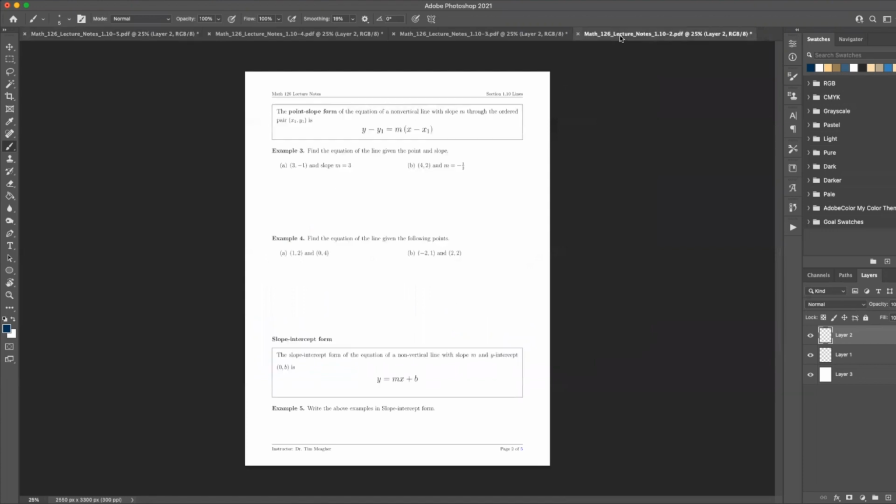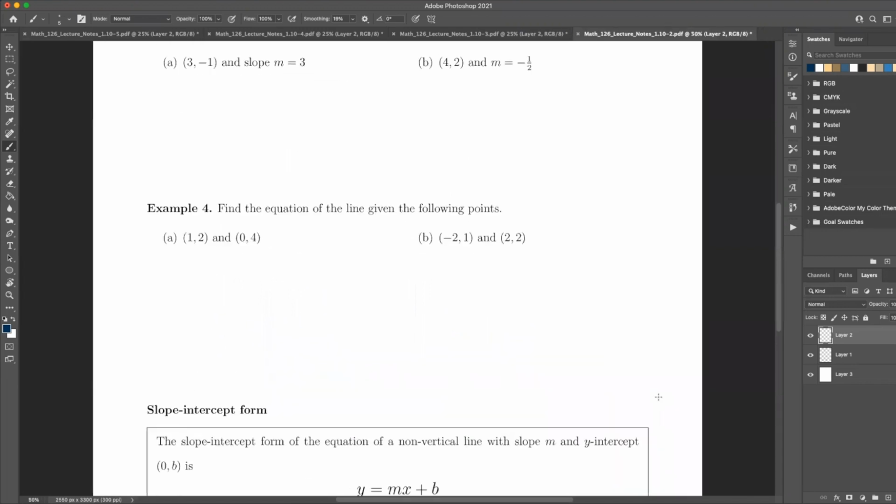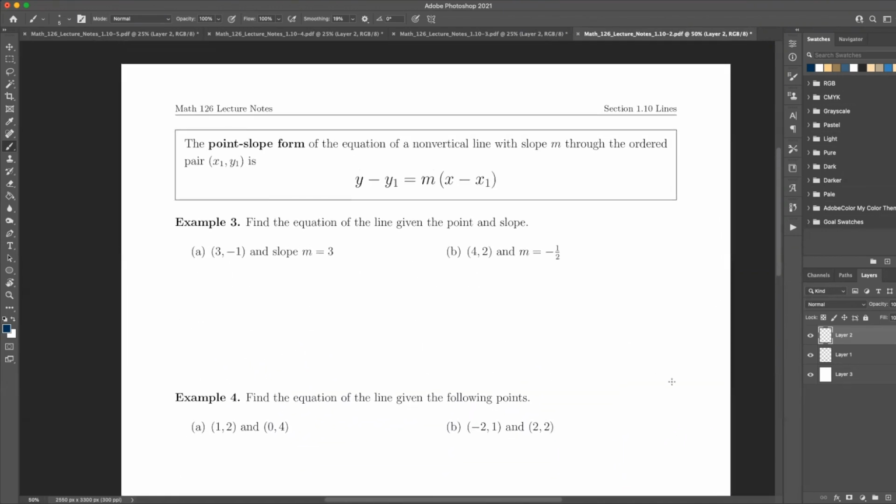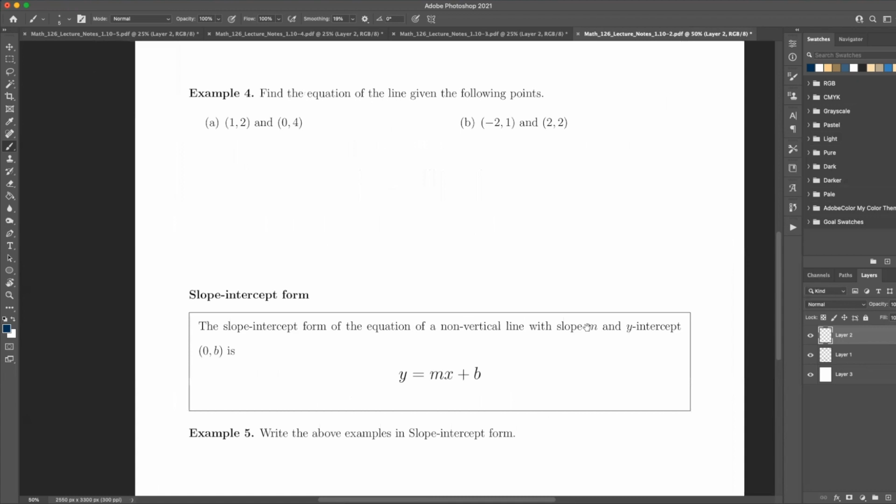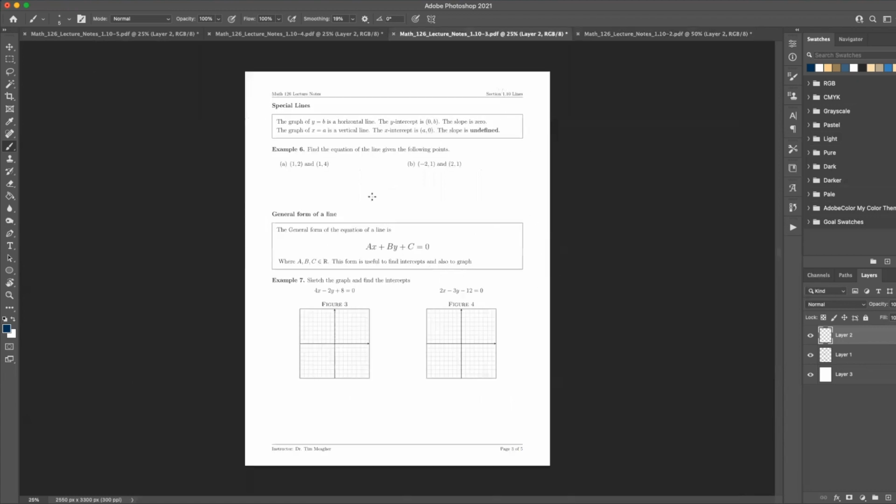Hopefully there will be less lag. All right, so we're going to talk about 3 different forms for a line. We're going to talk about point slope form. We're going to talk about slope intercept form, which is the one you're most familiar with, and then we'll talk about the general form, which I know is also called standard form.